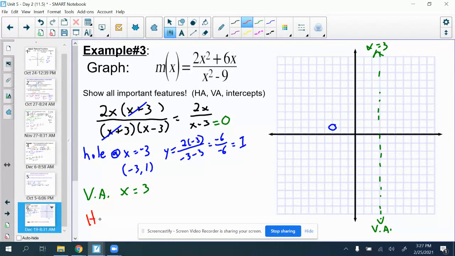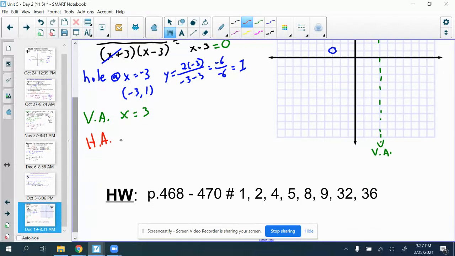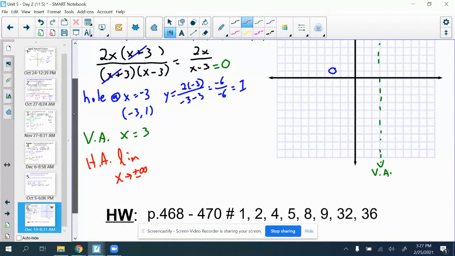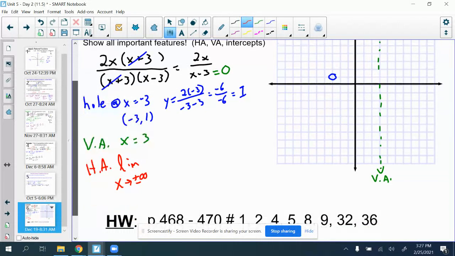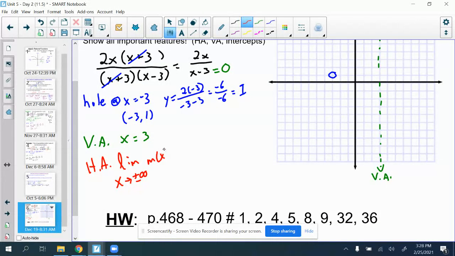And then lastly, a horizontal asymptote is the limit as x approaches positive infinity, which is to the right, and negative infinity, which is to the left. By inspection from the beginning, I know it's going to be 2 because it's got an even power on the top and the bottom. If I was doing it with a limit, the limit of the whole thing is comparing the highest power on the top and the highest power on the bottom. The x's would cancel out to 2. So I'm going to have a horizontal asymptote at y equals 2. Again, please label it.